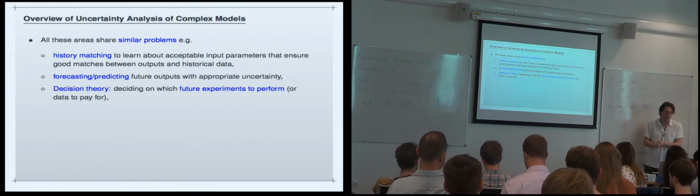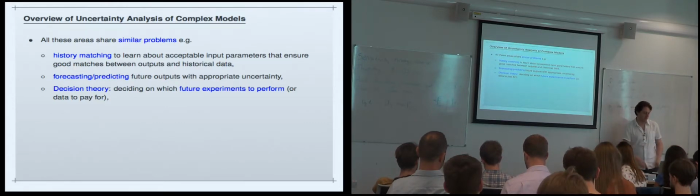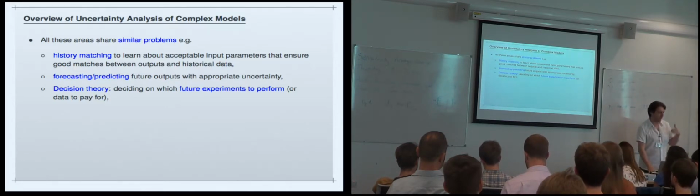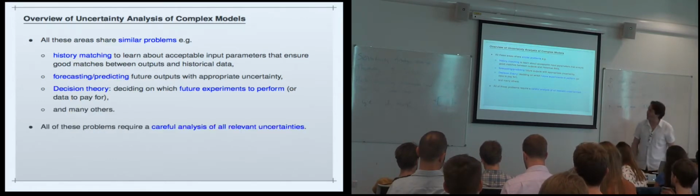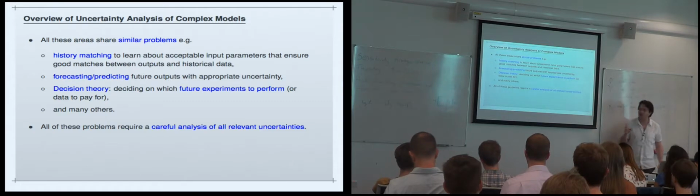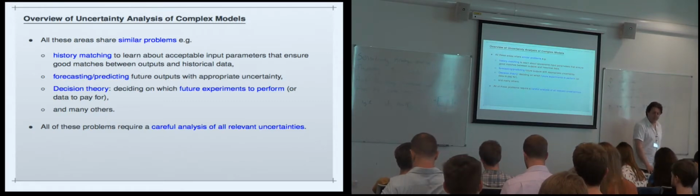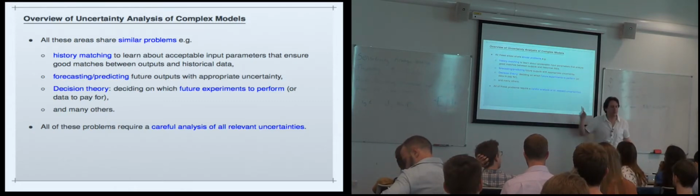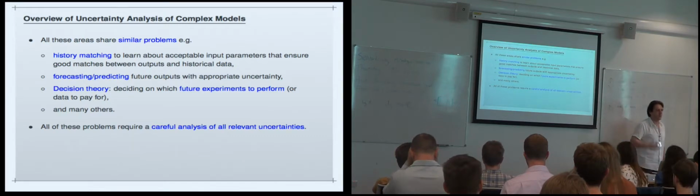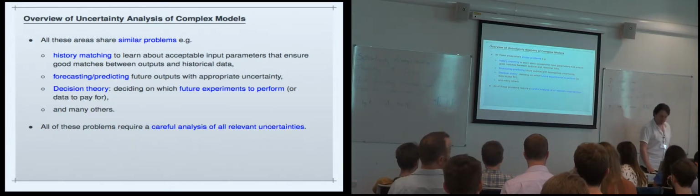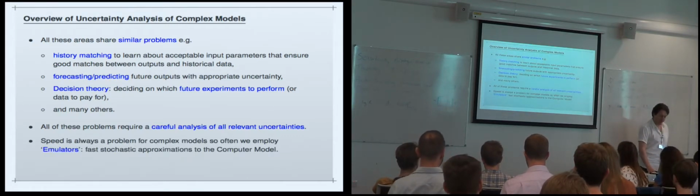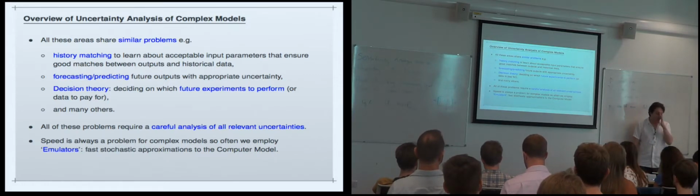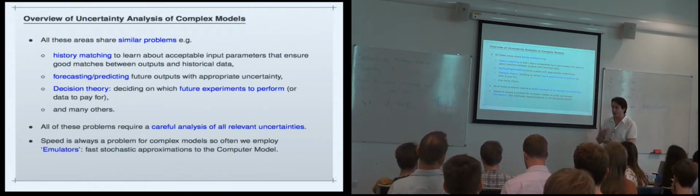In fact, anything your model might tell you, you might then make a subsequent decision. All these things require uncertainty throughout, incidentally. Many others. So yeah, there we go. All these problems require a careful analysis of all relevant uncertainties. Now, we can never capture all uncertainties, but we can capture the big ones and not fool ourselves into thinking everything's fine when we haven't. So speed is always a problem. I'm talking about complex models which take a long time to run.